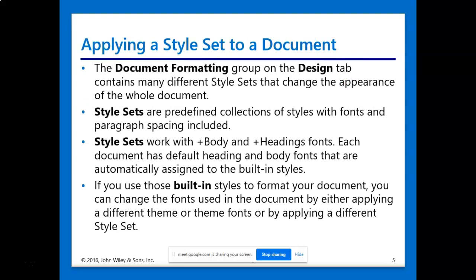Applying a style set. The document formatting group, which is on the Design tab, contains many different style sets that change the appearance of the whole document. Style sets are predefined collections of styles with fonts and paragraph spacing included. Style sets work with the body and the heading fonts. Each document has default heading and body fonts that are automatically assigned to the built-in styles. If you use those built-in styles to format your document, you can change the fonts used in the document by either applying a different theme or theme fonts, or by applying a different style set.